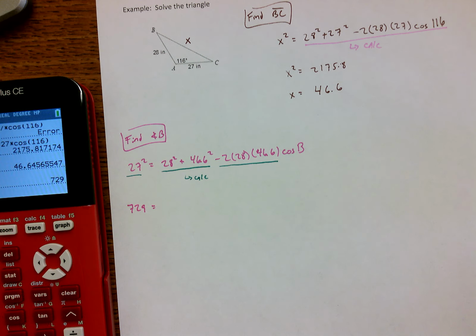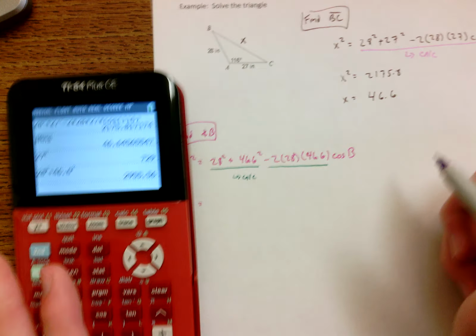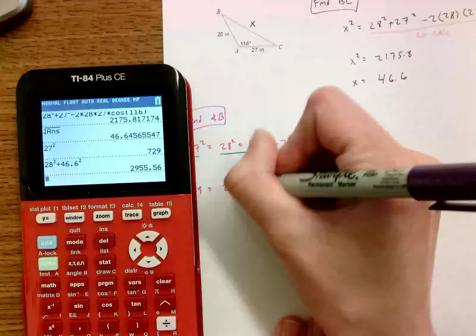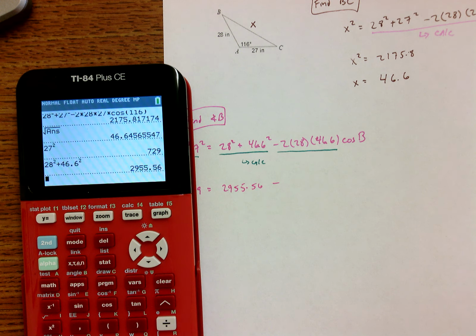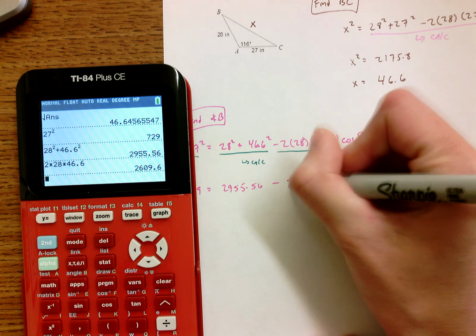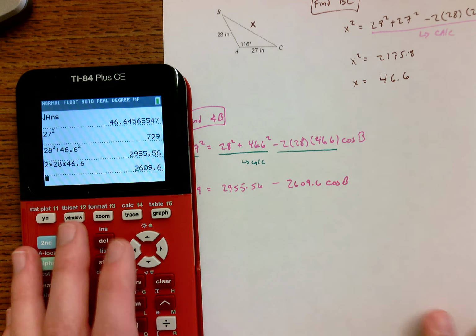Okay, I'm going to do 28 squared plus this 46.6 squared. Right, so I'm just entering that part together. So that's 2955.56 minus, and then I'm going to do 2 times 28 times 46.6, which is 2609.6 times the cosine of B.